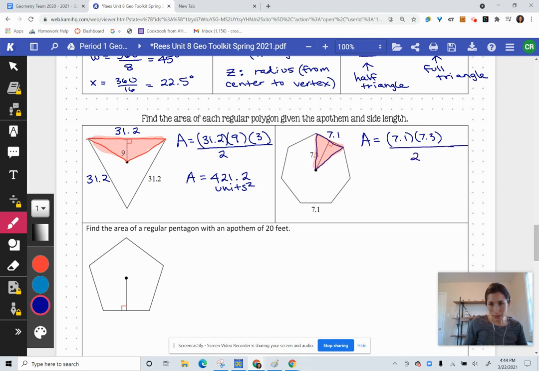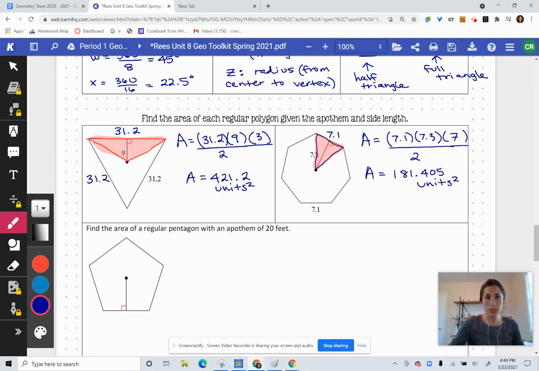Now we just need to figure out, well, how many of those triangles will we have? Well, since it's a full triangle, I should be able to fit one of those on each of these sides here. So I should be able to fit 7, the same as the number of sides I have in that figure. So I could do 1, 2, 3, 4, 5, 6, 7. So I'm going to multiply by 7. So that means the area for this entire shape, if we multiply those all together, will be 181.405 units squared.